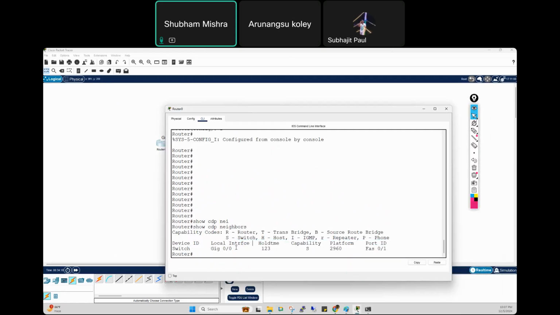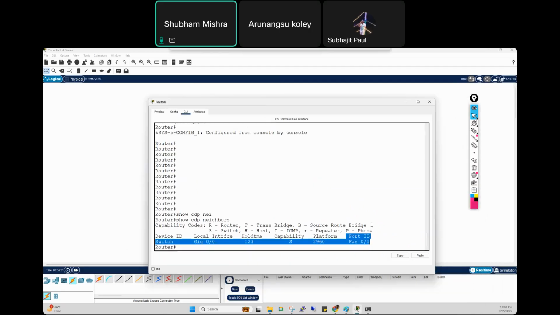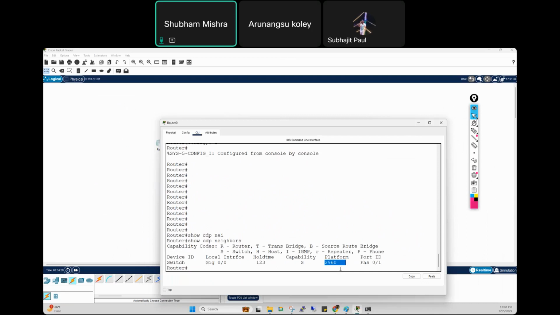That is the local interface. Local means the router's interface. Right? And that is the port ID. Port ID means this switch port interface. That is FastEthernet 0/1. That is the platform. What is the model of this switch? I took a 2960 switch. So that's the reason for this one. Clear now, everyone? Yes or no?